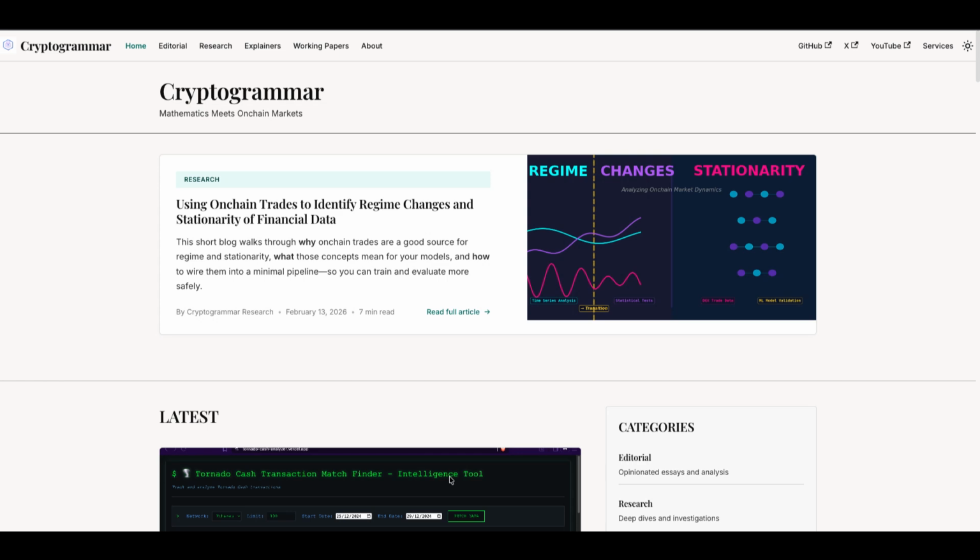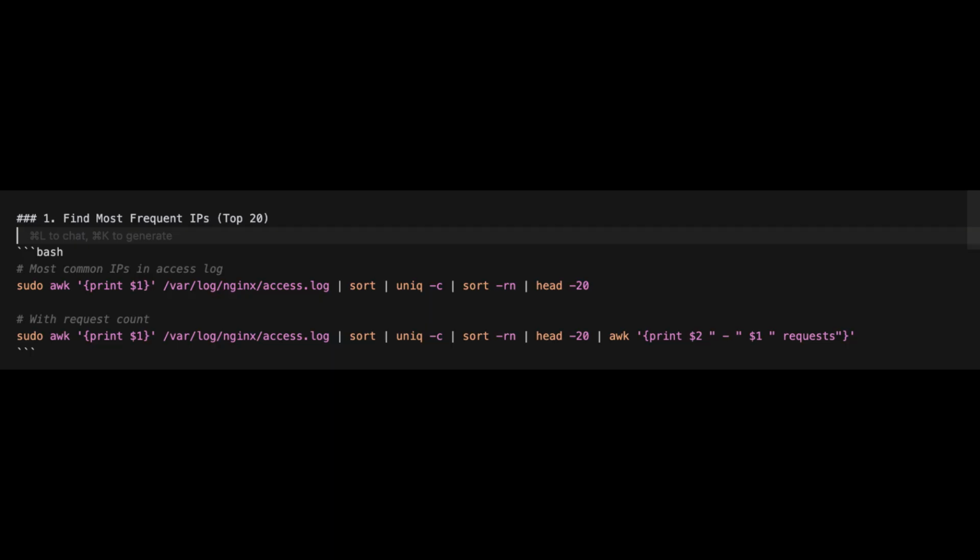My site Cryptogrammar was getting hit by bots. I wanted to find them and block them. Here's what I did. First, I looked at who was visiting.